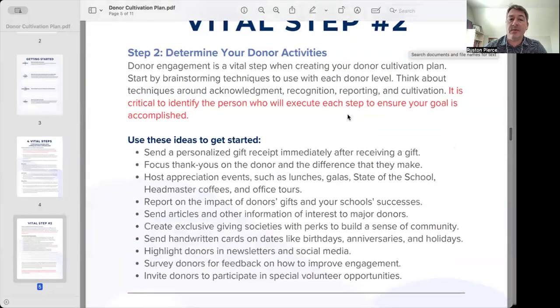The second step is we want to determine what our donor activities are. This can be a wide range of things. I'm a big believer in a relationship-based fundraising process with lots of touch points. Touch points can be whatever you determine a touch point is. It could be a text, an email, a phone call, an in-person meeting, or any of these potential events that are listed here. We've given you lots of things that other schools have done that have been successful in this packet. They are not going to all work for your school. Every school is different and unique.